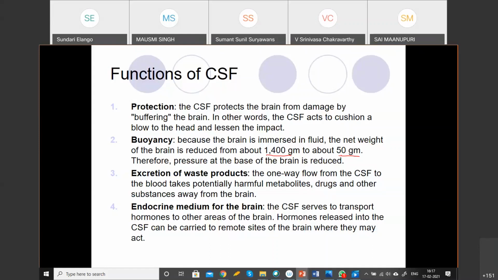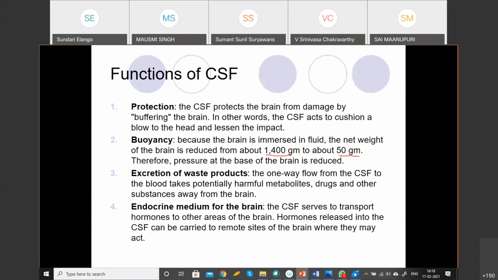So next, another important function is excretion of waste products. CSF, as it flows around the brain surface, picks up potentially harmful metabolites and removes these substances away from the brain, keeping it from harm's way.